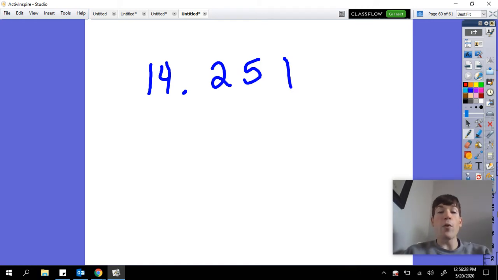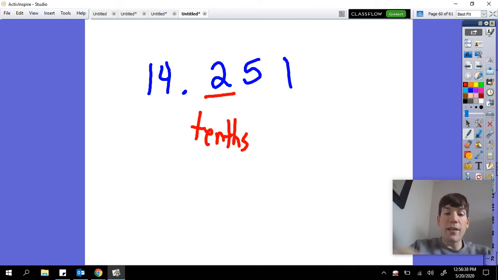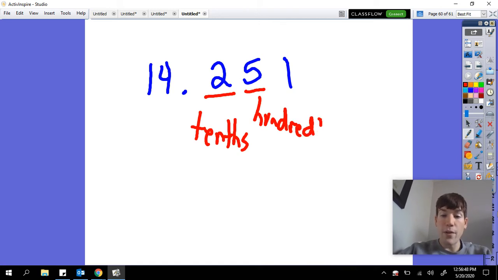So here we have 14 and 251 thousandths. Remember, our first digit right after the decimal is called our tenths place. It's called that because our tenths place is split up into 10 pieces. It takes 10 tenths to make a whole. Then we have, of course, our hundredth place.